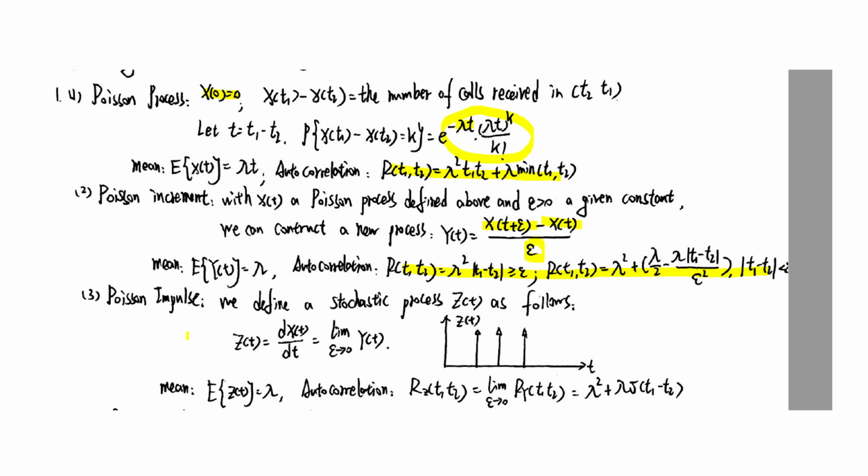The third one is the Poisson impulse process. Just like its name, we can view it as a series of impulse signals. This process is derived from the previous two circumstances. Zt equals the derivative of Xt with respect to t, and Zt also equals the limit of Yt where epsilon tends to 0. The mean of this process is equal to lambda, and the autocorrelation of this Poisson impulse process looks like this.